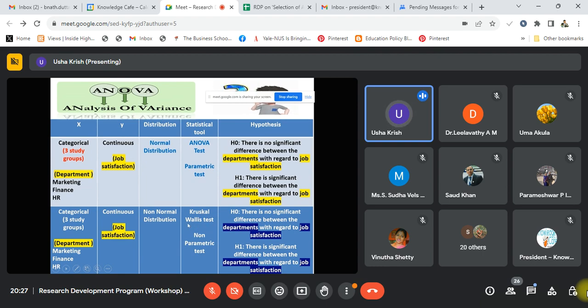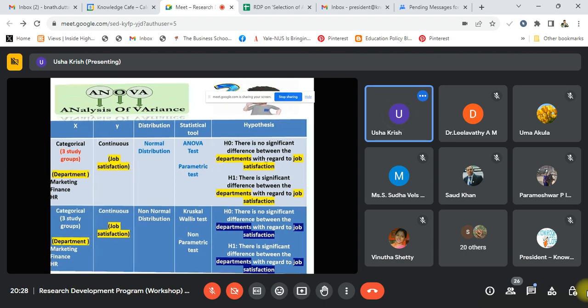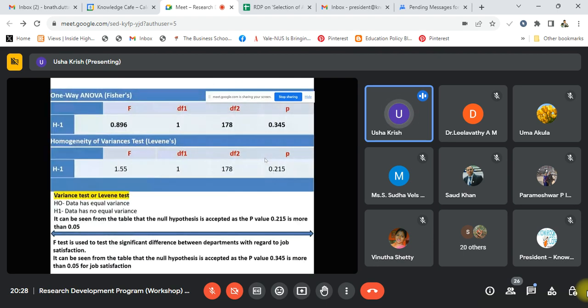Kruskal-Wallis test, you are going to use it if the distribution is non-normal. How are you going to formulate the hypothesis? It will be the same as how you have done it for the ANOVA test or t-test. Then the ANOVA table. Before you analyze the ANOVA table, you need to do a variance test or Levene test.